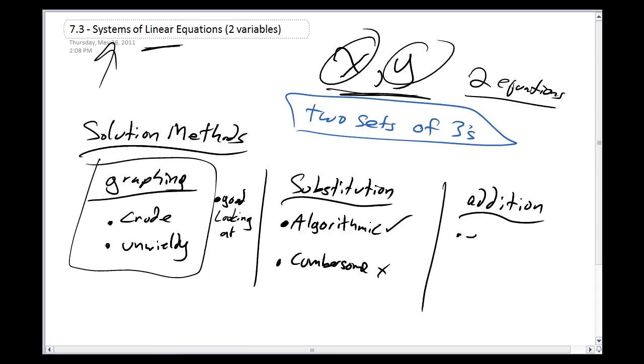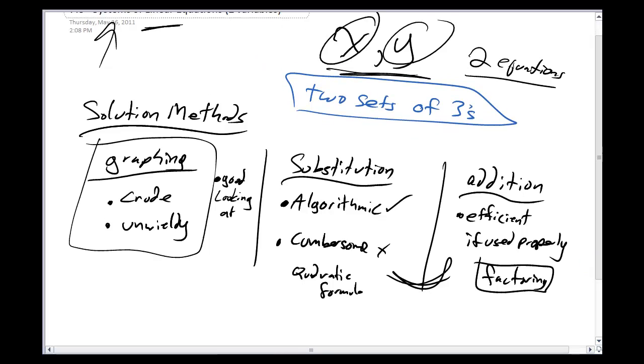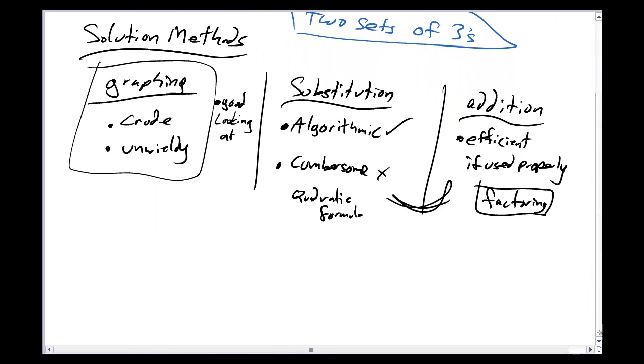The addition method is very efficient if used properly. As a comparison between these two methods, think of factoring as a lot like the addition method. I'm not saying we're going to factor in the addition method. I'm saying that the addition method is like factoring. If you can see how to pull apart a quadratic equation, then factoring's faster. Think of substitution more like the quadratic formula. It's always going to work, but you don't really want to deal with square roots if you don't have to.